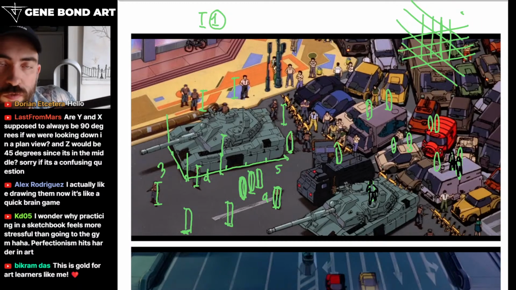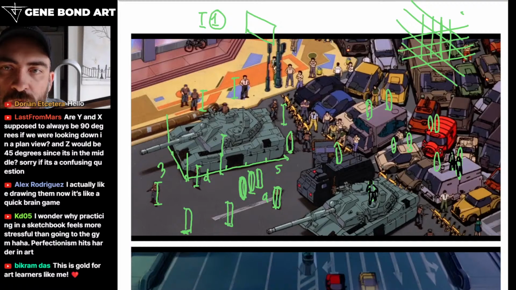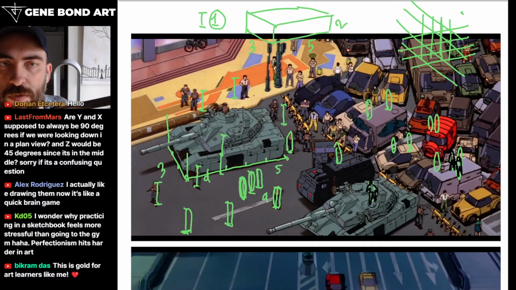So let's draw the same scene, but from a different camera angle. This is what you can do when you can break everything down, when you can see these proportions. So in this scene, we have a tank with a ratio of 3 human heights width, 5 human heights length, and 2 human heights for him. Let's see this vehicle.